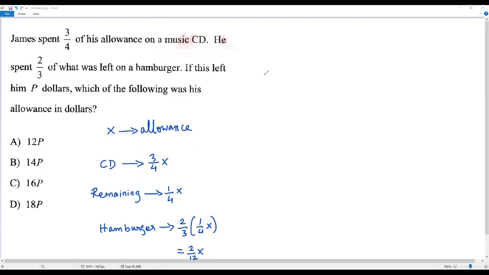Okay, now let's find the total money spent on CD and hamburger. So total money spent equals, for CD he spent 3/4 of X, and for hamburger he spent 2/12 of X. Okay, now to add these two fractions, we need to get the same denominator. The least common multiple of 4 and 12 is just 12. So we have to multiply both numerator and denominator of the first fraction by 3. When I do so, I'm getting 9 over 12 X plus 2 over 12 X. This one can be kept as is because already we have the least common multiple 12 as the denominator.